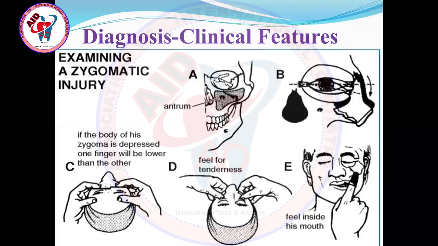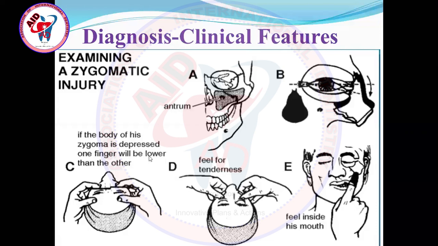The finger will be relatively at some lower level. This is also one way of examining the zygomaticomaxillary complex fracture. That is, on the affected side, you will see that your finger is relatively at some lower level, which signifies the presence of malar flattening.